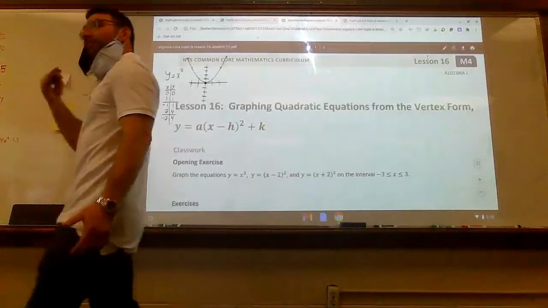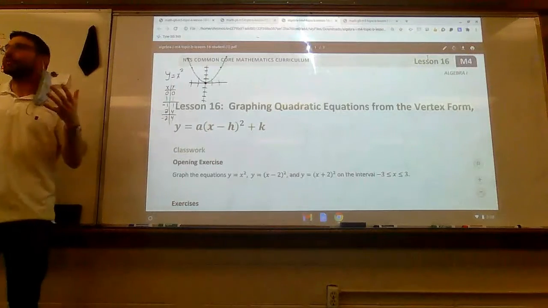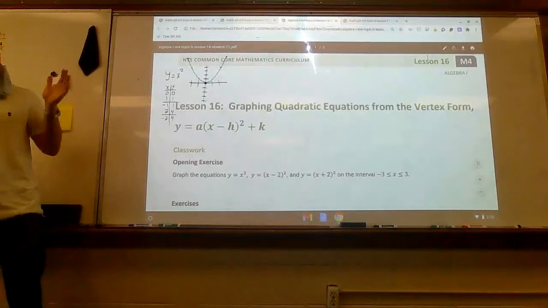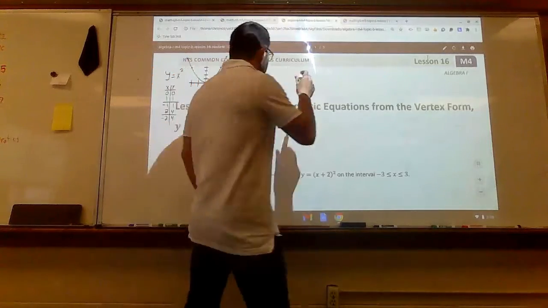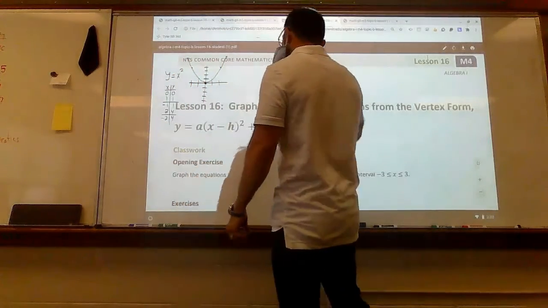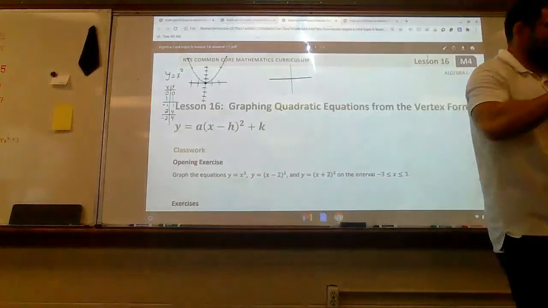Okay, so if we know the parent function, what this is saying is, how can we transform that? How do we shift it? How do we make it bigger? How do we make it smaller? So a couple things that we're going to talk about today is stretching the function.